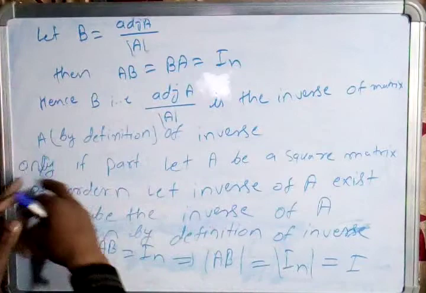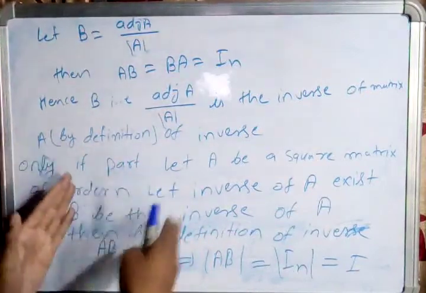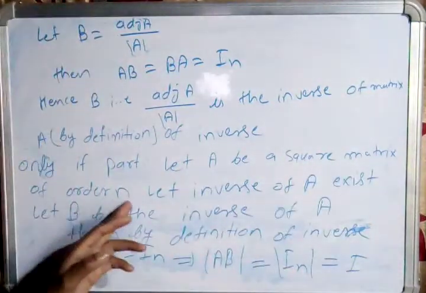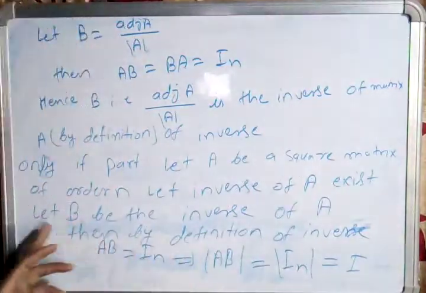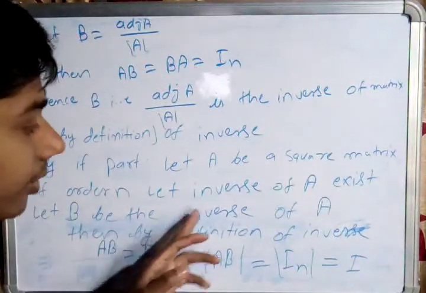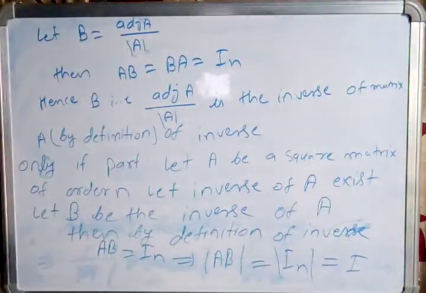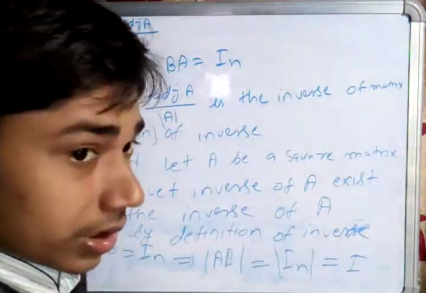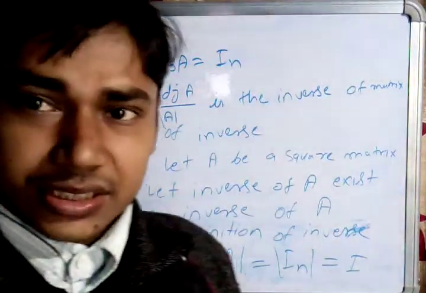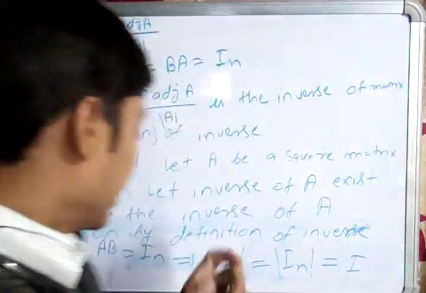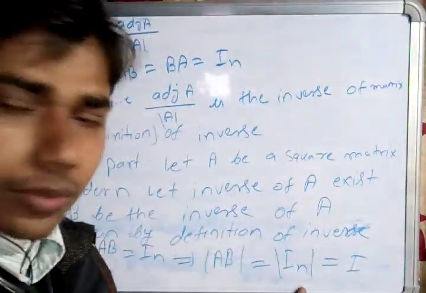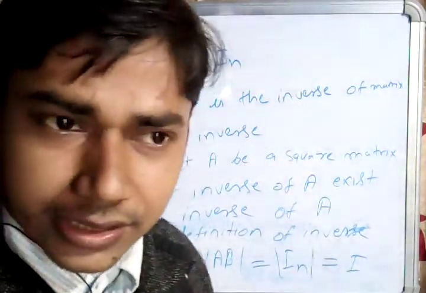Now for the second part, let A be a square matrix of order n, and let the inverse of A exist. Let B be the inverse of A. Then by the definition of inverse, A B is equal to the identity, which implies that the determinant of A B is equal to the determinant of the identity, which is 1.